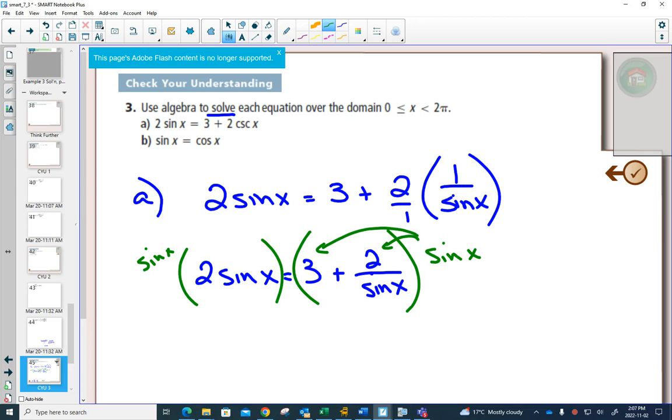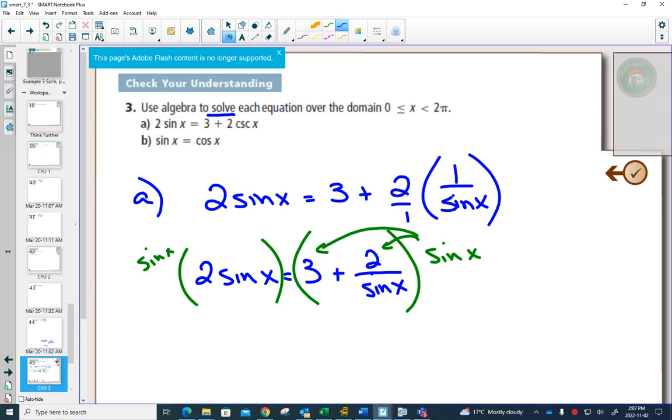So you'll see that sometimes teachers say, oh, just multiply every term by sine. But the reason you're multiplying every term by sine is because you're multiplying this whole side by sine. Put it in brackets, multiply by sine. That would multiply the 3 and multiply the 2 over sine. So what do I get?